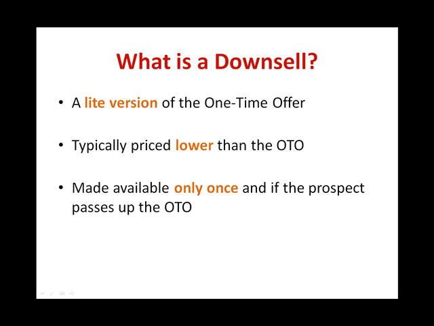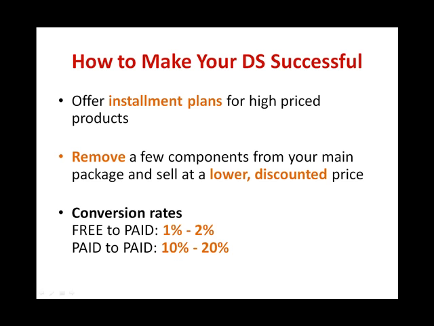So what do you do with the rest of the people who don't buy your one-time offer? You will send them to a downsell page where you tell them that they can still get the same package minus a few products but at a lower price, say $67. This way you overcome the objection of people who are on a lower budget but they can still afford your package. You can offer installment plans for high-priced products, which is quite similar to the OTO. Or you can remove a few components from your main package and sell at a lower discounted price.